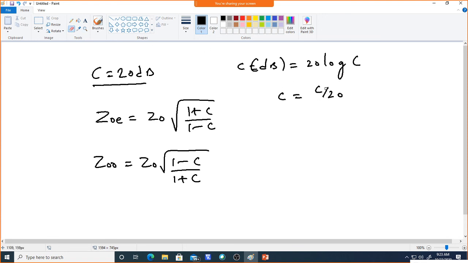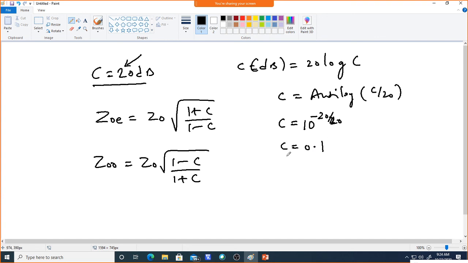So this coupling factor will be equal to 10 power. Generally, the coupling factor is taken with a negative sign, so it is minus 20 dB, so that is minus 20 by 20. Now the coupling factor, which is nothing but 0.1.